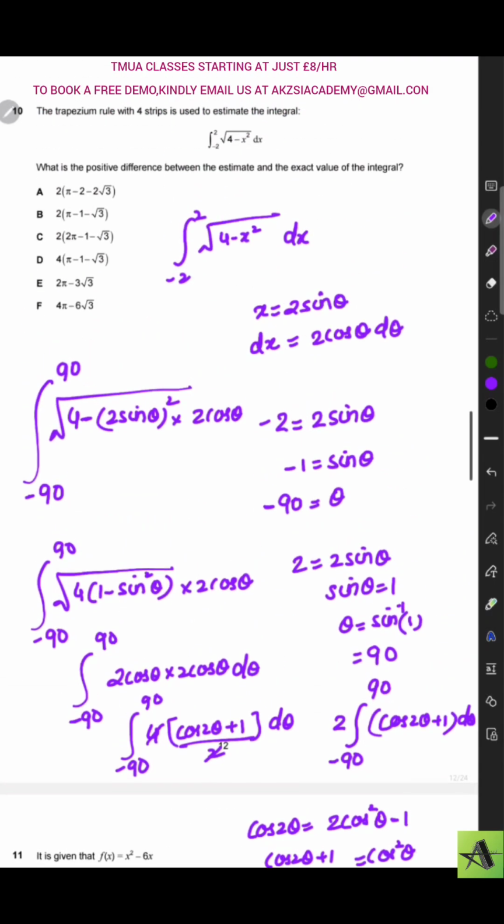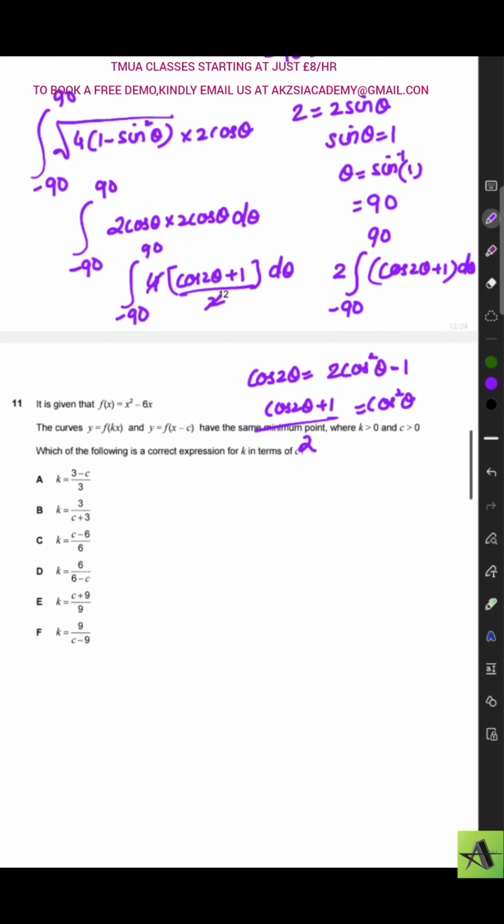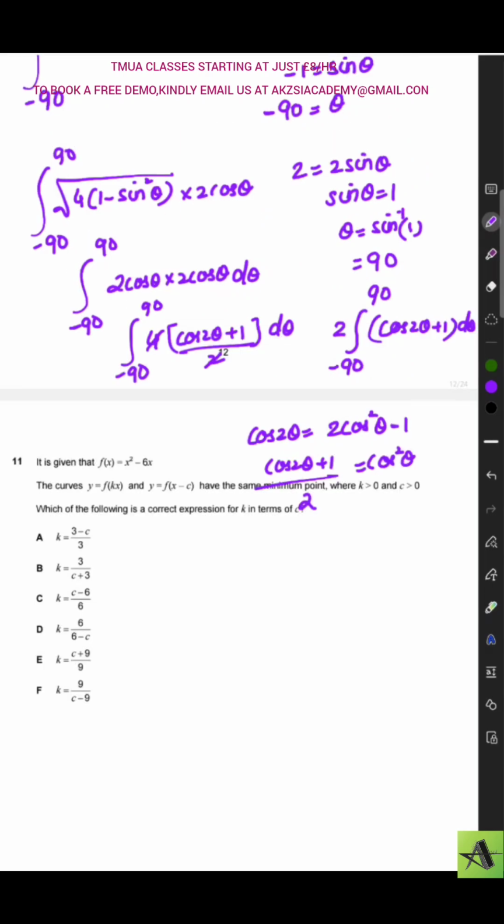Obviously, if you have a limit from negative a to positive a, if the whole function is odd, the answer would directly be 0, and if the function is even, the 2 will come out as common. This is an even function. Or even if you don't know about even or odd functions, we can directly calculate the value. So now we just have to integrate, which will give me sine 2 theta over 2 plus theta from minus 90 to positive 90, 2 times.